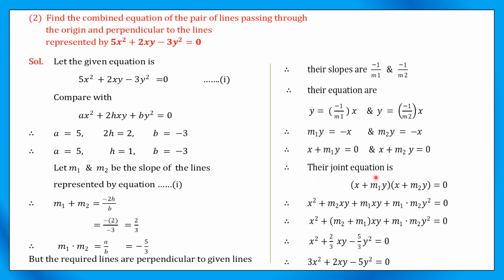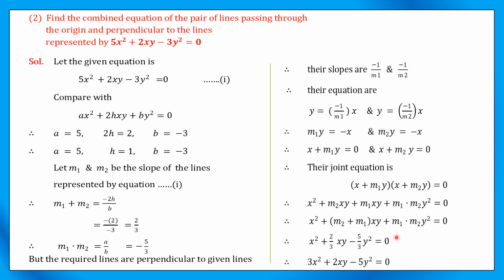We have to find the joint equation. Suppose this line is u equal to 0, this line v equal to 0. We know that the joint equation is u into v equal to 0. Therefore, the joint equation: x multiply with the first term, that is x square, then x multiply by m2y, that is m2xy, then m1y multiply by x, m1xy, m1y multiply by m2y, m1 into m2 y square equal to 0. x square, take xy common, then we get (m2 plus m1) xy plus m1 multiply by m2 y square.